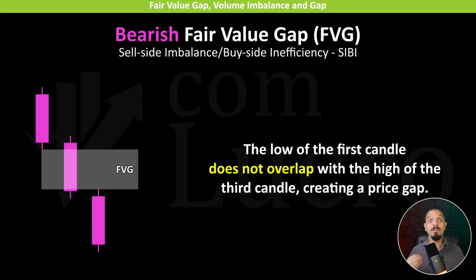The bearish fair value gap is commonly called SIBI, which stands for sell-side imbalance and buy-side inefficiency. A bearish fair value gap forms when the lower shadow of the first candle does not overlap with the upper shadow of the third candle, again creating a gap between the two. Let us make the same comparison for bearish structures.